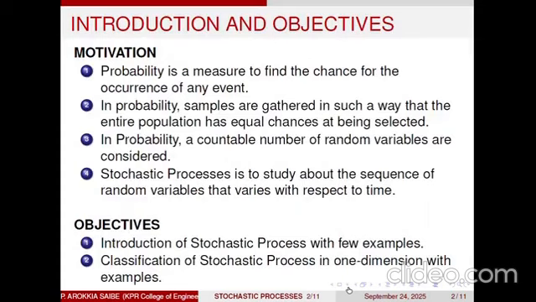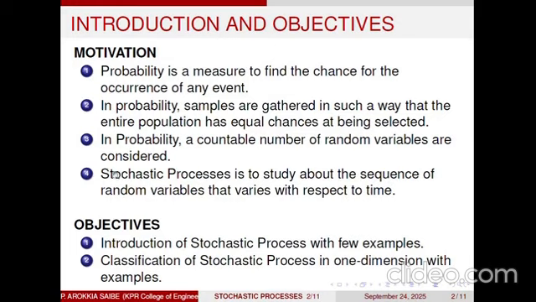Before moving on to stochastic processes, we should know what probability is. Probability is a measure that helps to find the chance for the occurrence of any event. In probability, the samples are gathered in such a way that the entire population has equal chances of being selected. And in probability, a countable number of random variables are considered. In stochastic processes, we will be considering a sequence of random variables.